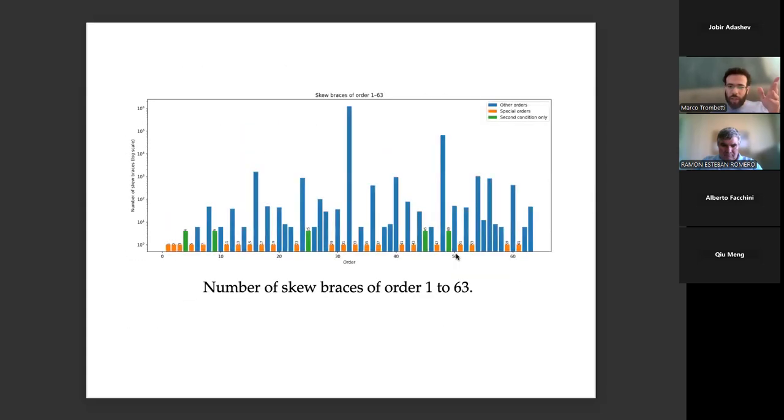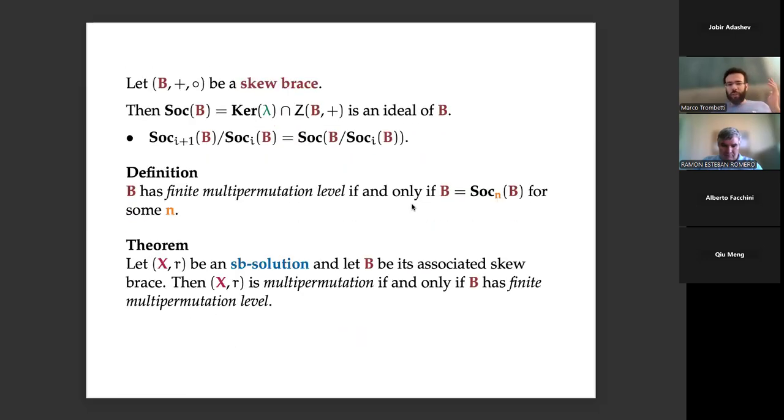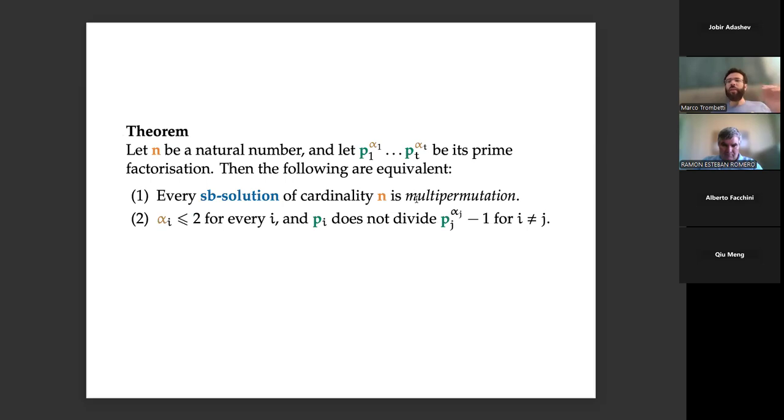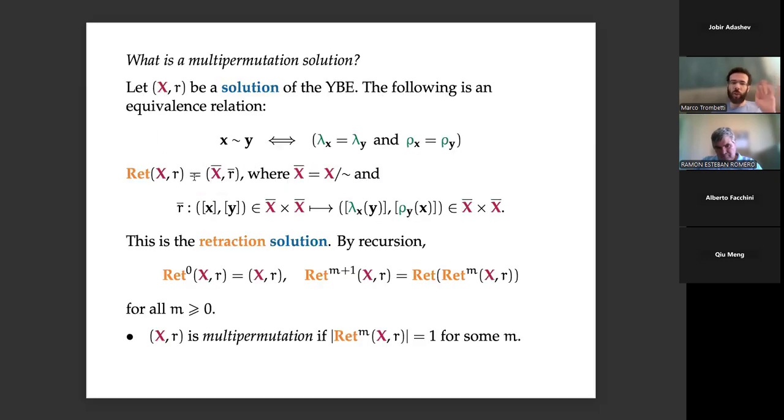What was the number I told you? Yeah, 45. If your solution has order 45, then it must be a multi-permutation solution. So you don't need any check. You don't need to check this condition about the attractions, which can be very difficult to check. This is not easy to check. Even if you get a solution of order 45, well, maybe by computer it is easy, but by hand it is not at all easy.